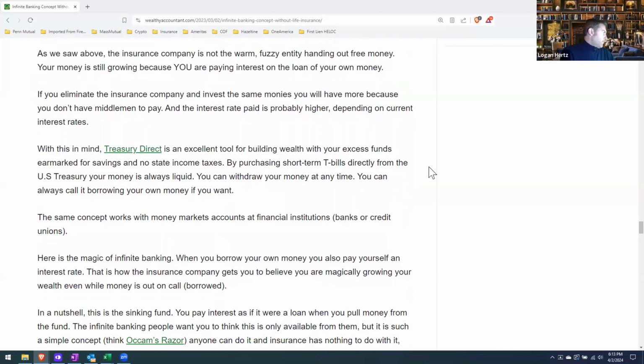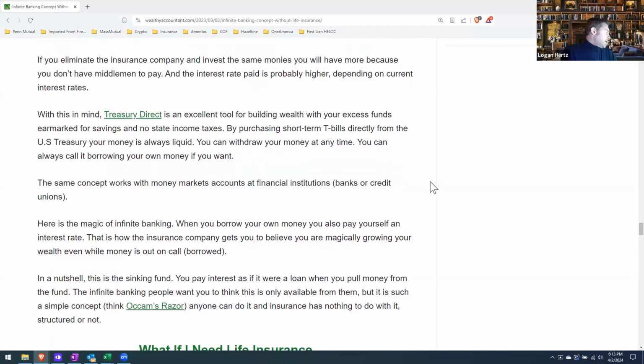You can always call it borrowing out your own money if you want. No, withdrawing your money is not the same as borrowing against. It is a completely different thing. When you withdraw your money, it's not earning for you anymore. Whereas when you collateralize your cash value and borrow against it, it's still earning for you. Big difference. Completely different thing altogether.